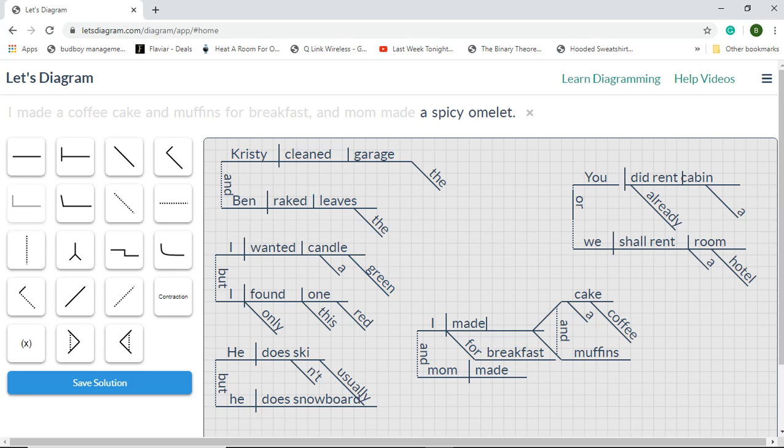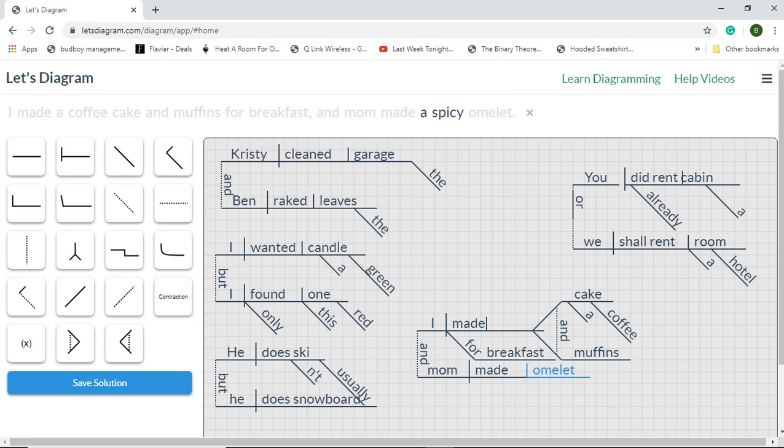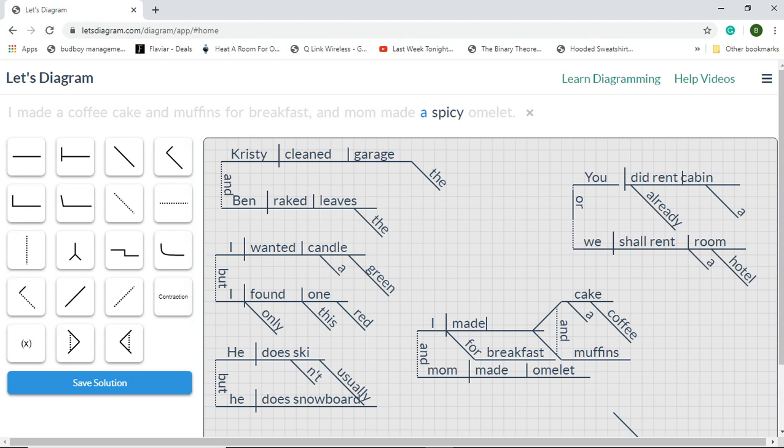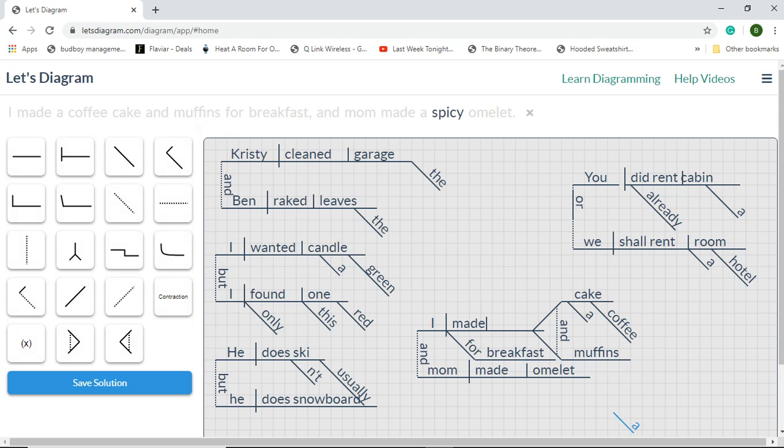And then we have another direct object. What did she make? She made an omelet. That's our direct object for the sentence. And what type of omelet did she make? Well, it's two adjectives in here. She made a spicy omelet. So A is modifying omelet. And spicy is also an adjective modifying omelet. Ooh, that's a big one.